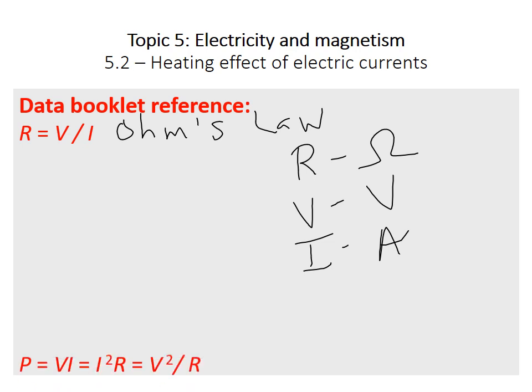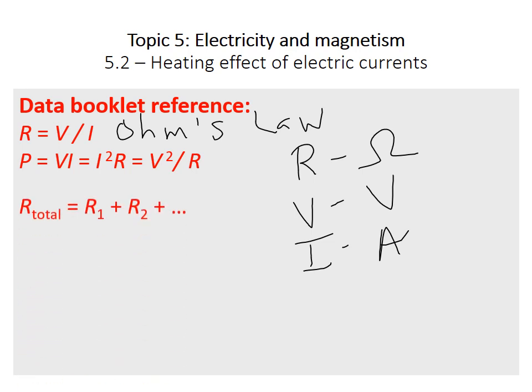I is current. We have these equations for power. Power is voltage times current, or it's current squared times resistance, or it's voltage squared over resistance. Total resistance in a series circuit, so say I have a bunch of resistors wired in series, wired in a line, you can just add up the value for each resistor to get the total resistance.